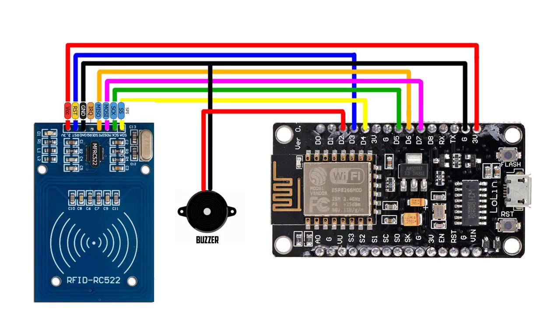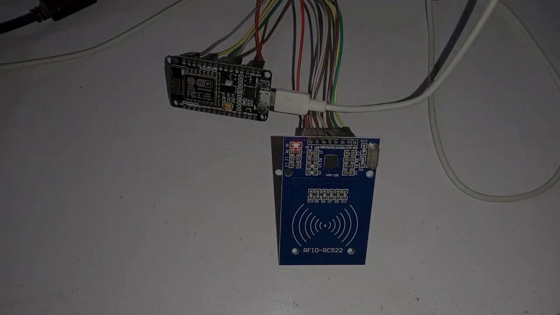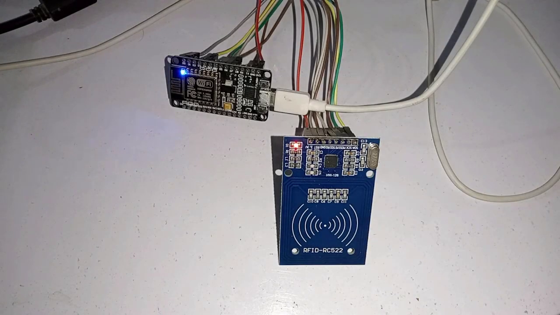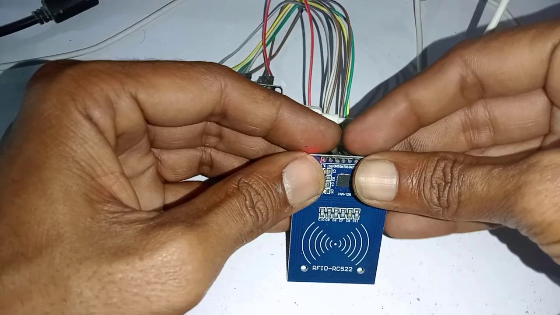Here I have connected the RFID module to NodeMCU. And I have also used a buzzer. The buzzer will beep automatically when you scan an RFID tag. I have already connected all the components as per the circuit diagram. My buzzer is damaged, so I will not use the buzzer in the demonstration. Let's move to the coding of the project.